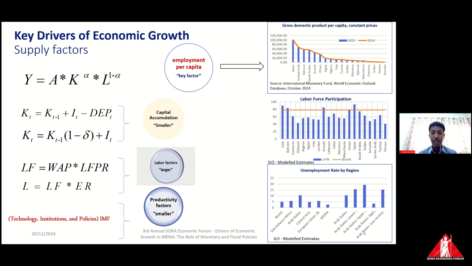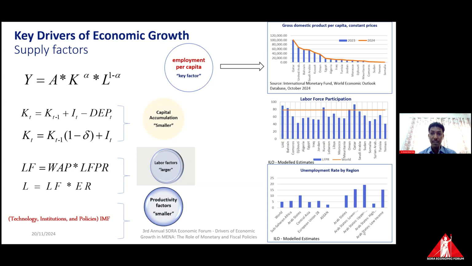We see that employment per capita is a key factor, and its contribution tends to be larger than the contribution of capital stock. And there are other factors that boost productivity, like technology, institutions and policies. And economies of the region are doing very well in one or two parts of this total factor productivity. The contribution of employment per capita is reflected in the improvement in GDP per capita income. And GDP per capita tends to be higher in GCC economies in particular compared to other countries, which are mostly oil importers. Again, labor force participation rate tends to be higher in GCC economies, with four countries exceeding the world average: UAE, Bahrain, Kuwait, and Oman.